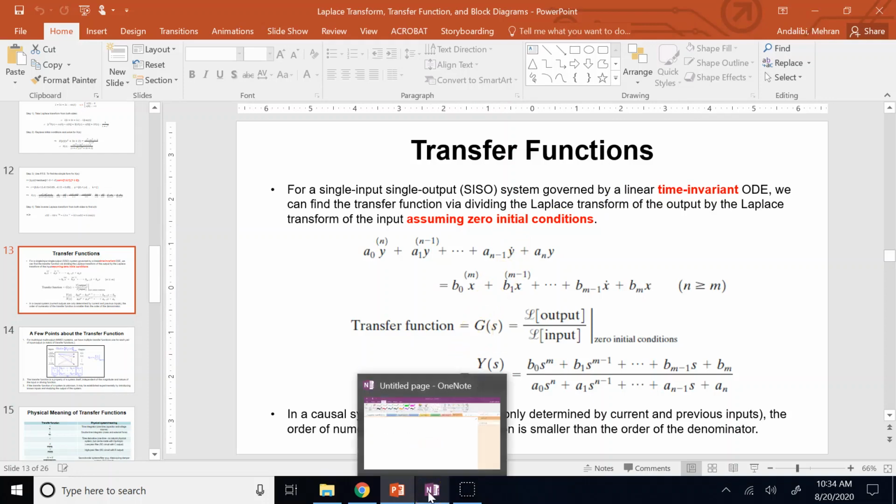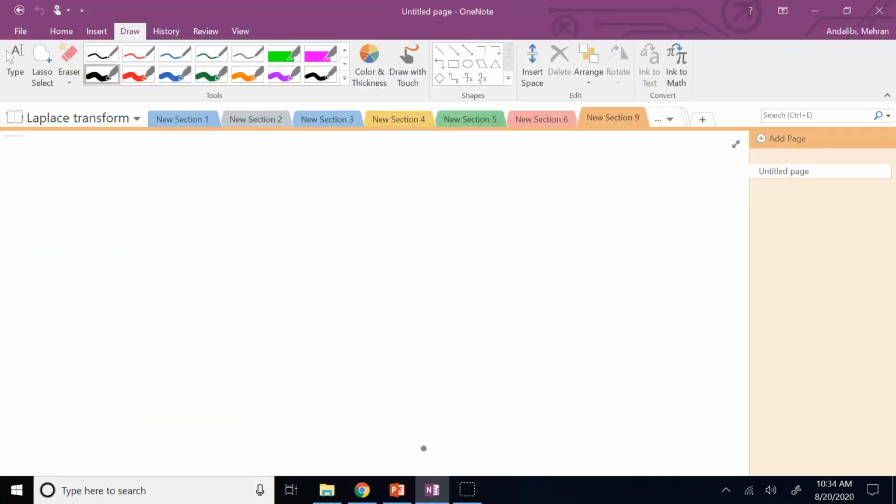So here, let's say I have a system, right? This is my system. Input x, one single input, x of t, goes in, and output y of t goes out. And the relation between output and input, the differential equation governing the behavior of the system, is linear and time invariant. What does that mean?